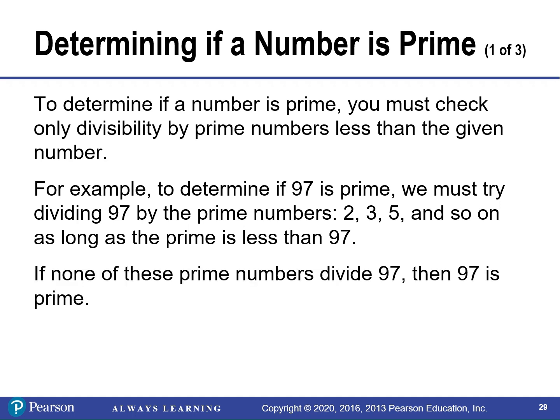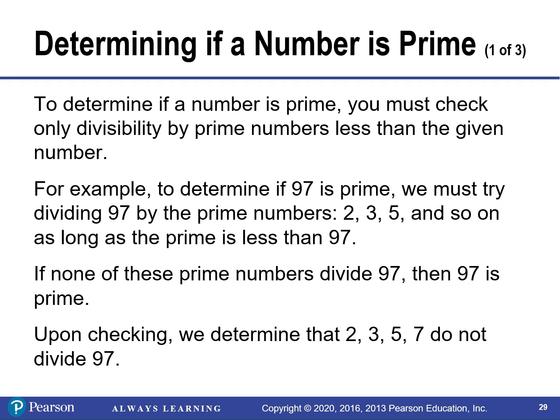If none of the prime numbers divide 97, then 97 has to be prime. And the reason we don't have to check any of the composite numbers is because if a number is divisible by a composite number, then it's divisible by the prime factors of that composite number. So we only need to check prime factors. We can check 2, 3, 5, and 7. They don't divide 97.